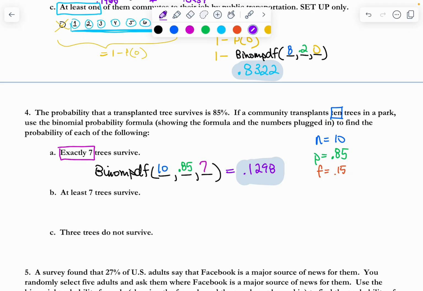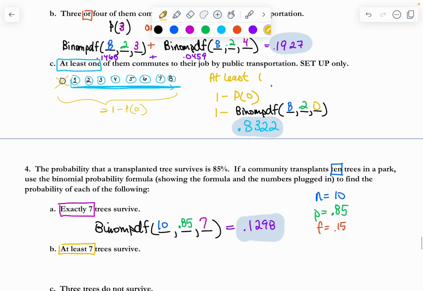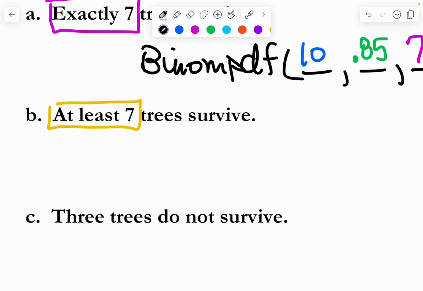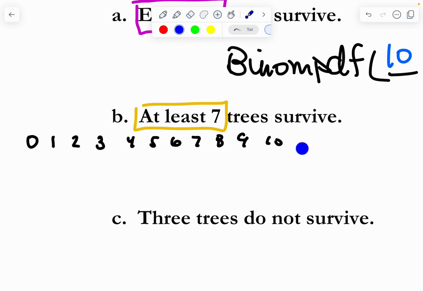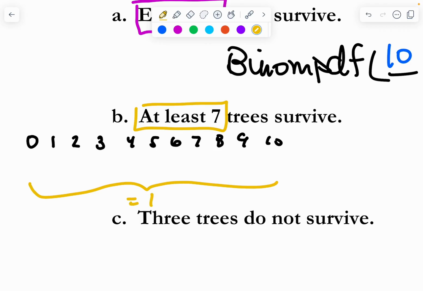Part B jumps straight into the phrase at least 7. So up here, remember when there was at least 1, we did 1, the total probability, minus the ones that we don't want, which would leave us with the ones that we do, right? So if we're talking, we transplant 10 trees, what's the probability they survive? These are all of the total possible outcomes. None of the trees could survive. 1, 2, 3, all the way to all 10 of them could survive. These are all of the possible outcomes. And we know that the probability of all these individuals together should add to equal 1.